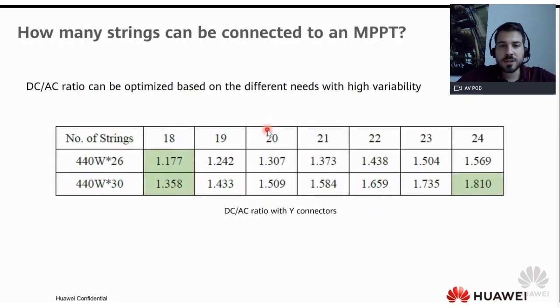So, as I mentioned, you now have the option to introduce more than 18 strings. So you have quite high variability in the number of strings, and you can even reach a different DC-AC ratio, from 1.17 up to 1.80, if somebody would like to choose this number.